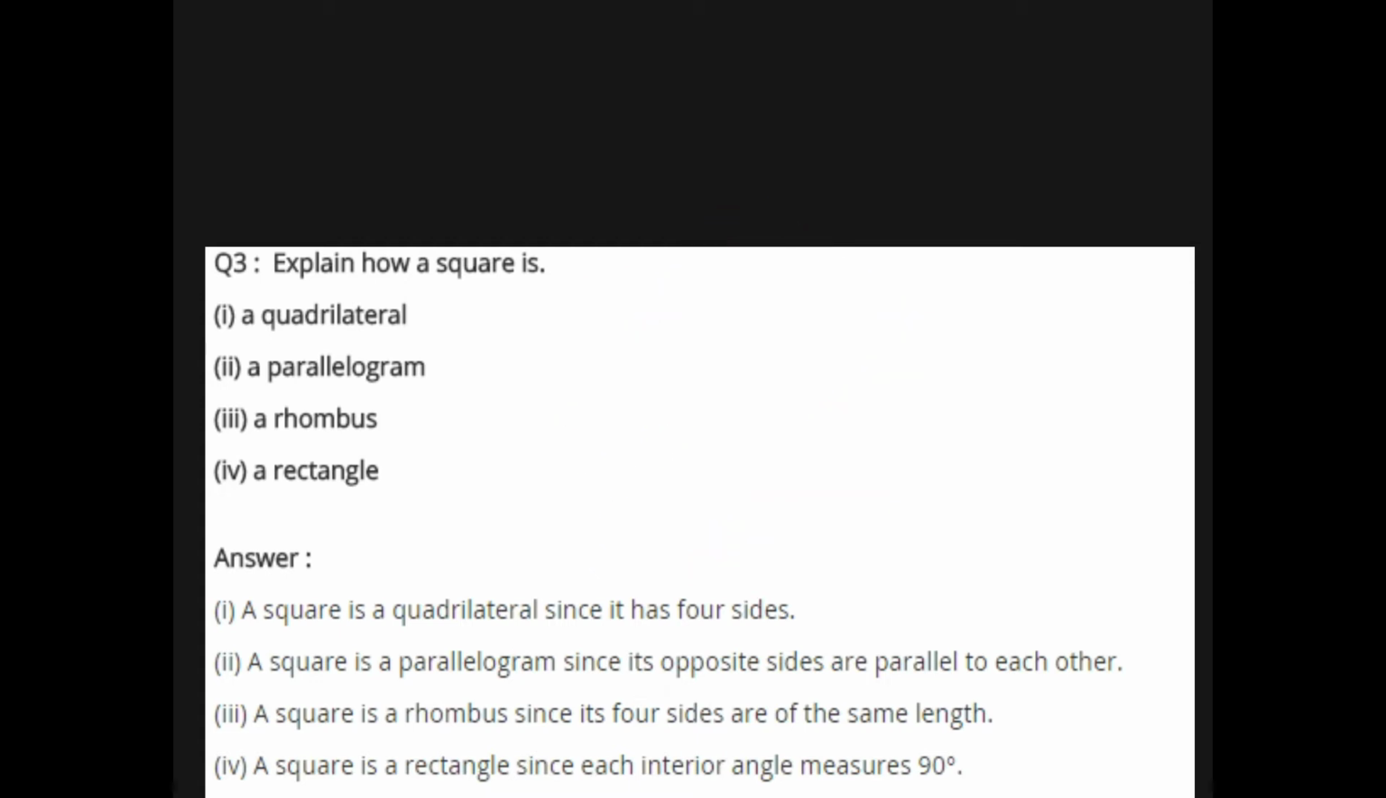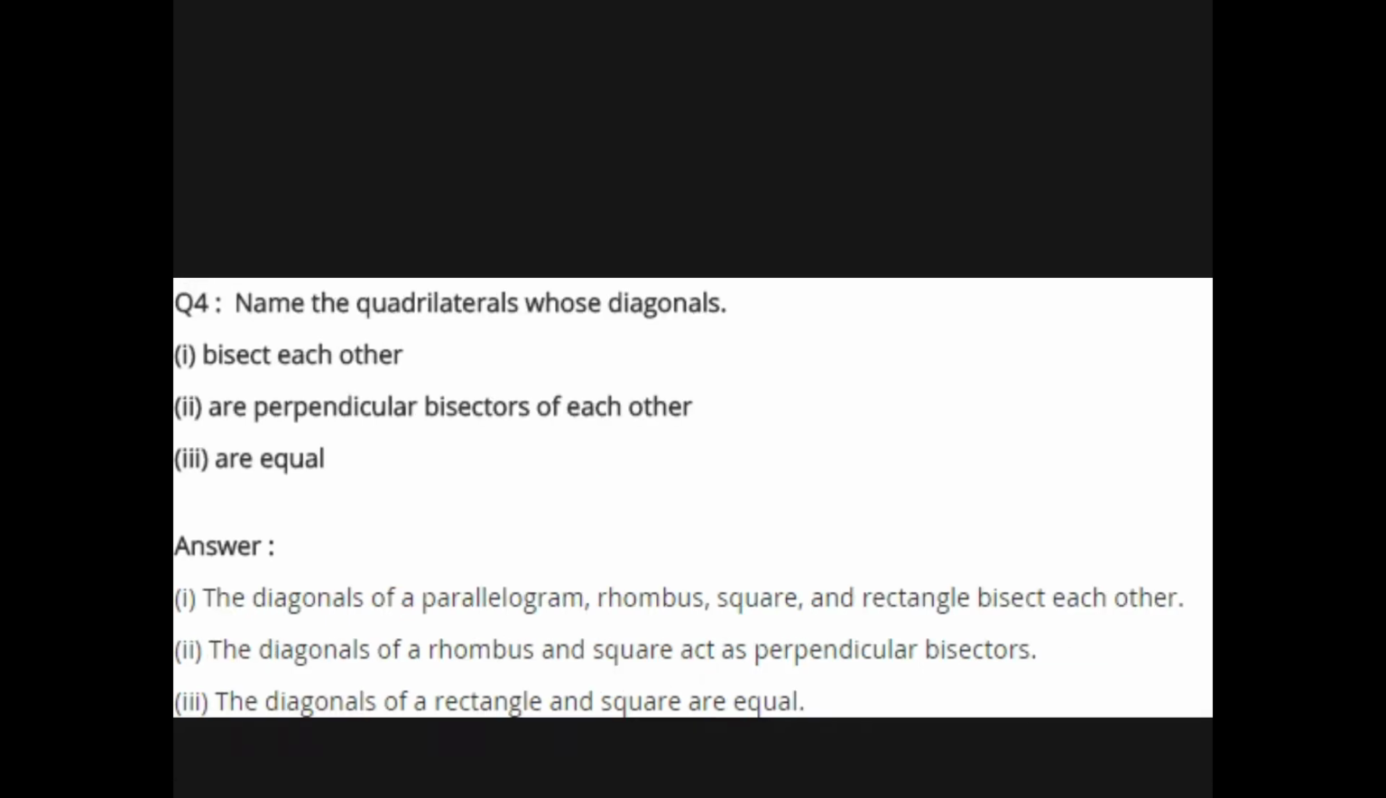Now rhombus, why is a square a rhombus? See here, this is a rhombus, and when we tilt it we will get this type of figure. So in a rhombus all the four sides are equal to each other, and in a square also all the four sides are equal to each other. Now how is a square a rectangle? Because in a square also all the angles are of 90 degrees and in a rectangle also all the angles are of 90 degrees.